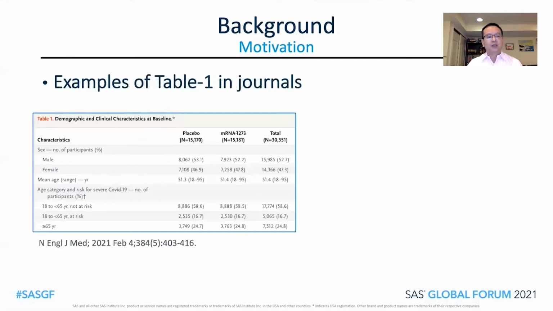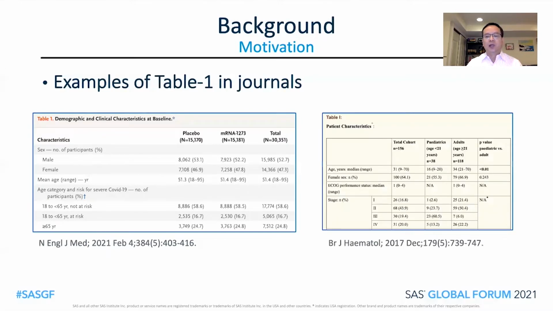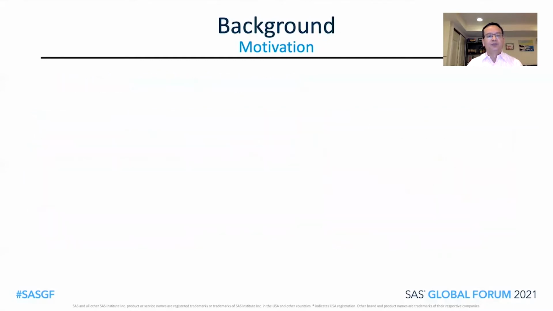So these are some examples from medical journals. You can see all the variables on the left in the rows, and they are stratified by the treatment group. And you see all types of summary statistics in one table. And often you also need a p-value to test the bivariate association.